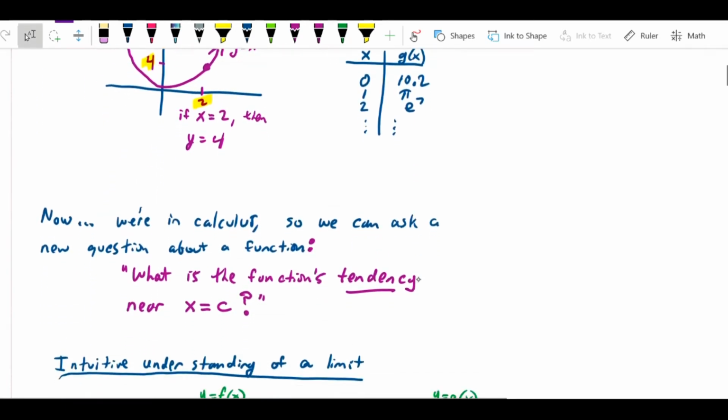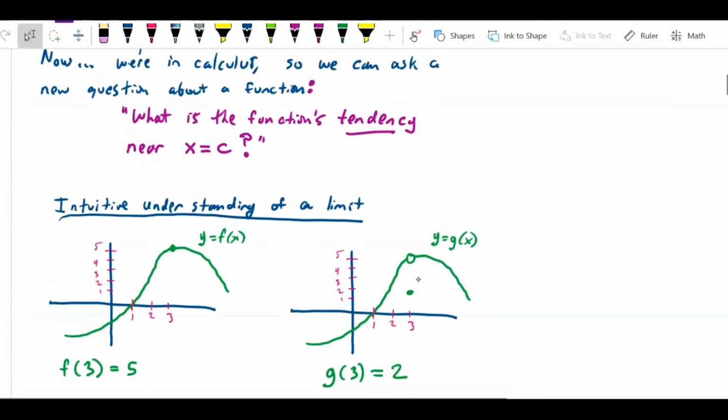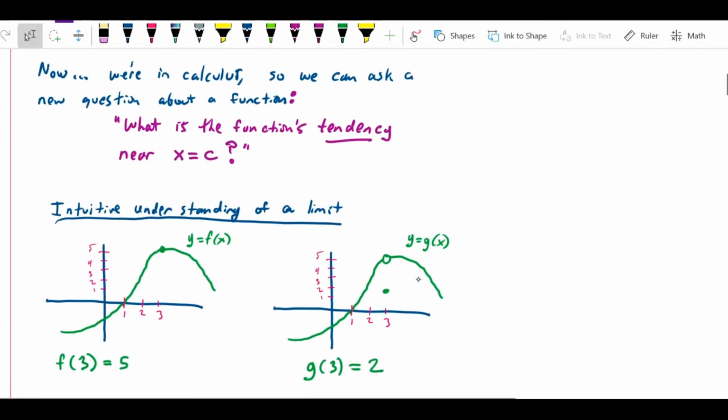So in calculus, what we're able to do is ask a new question about functions, which is not merely what value does the function give when we give it a particular input, but rather what is the tendency of the function. In order to understand that, I want you to take a look at these two functions that I've put up at the bottom here. They're almost the same. I have the function f and the function g.